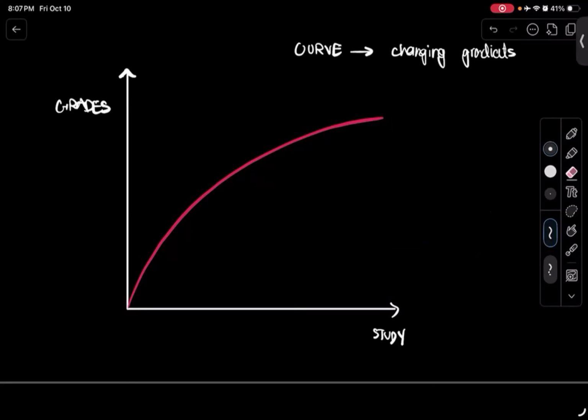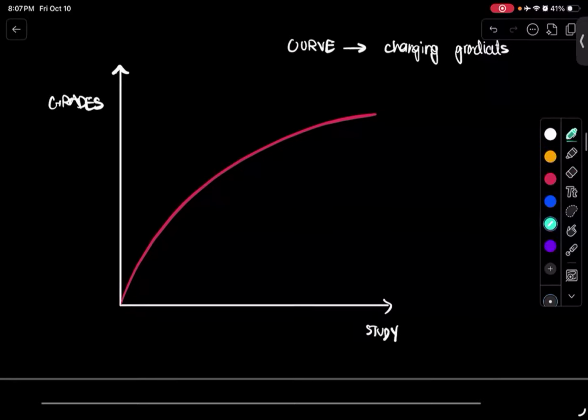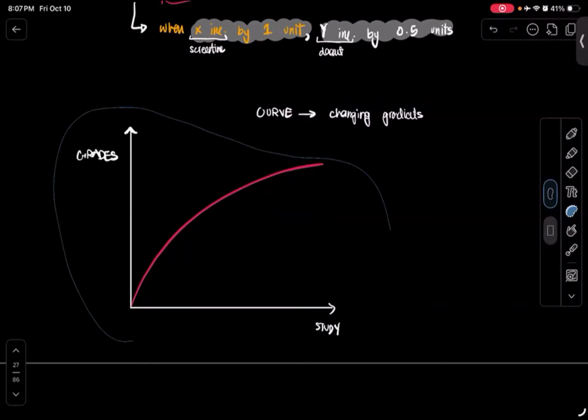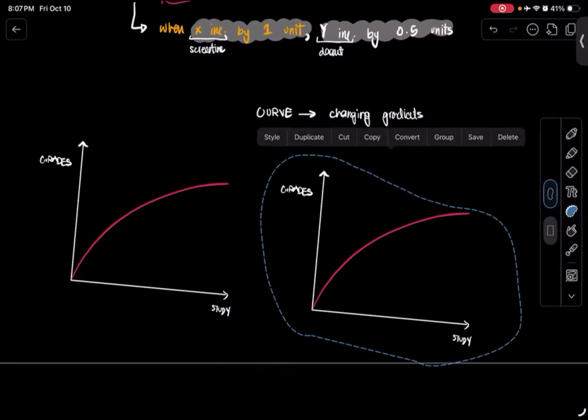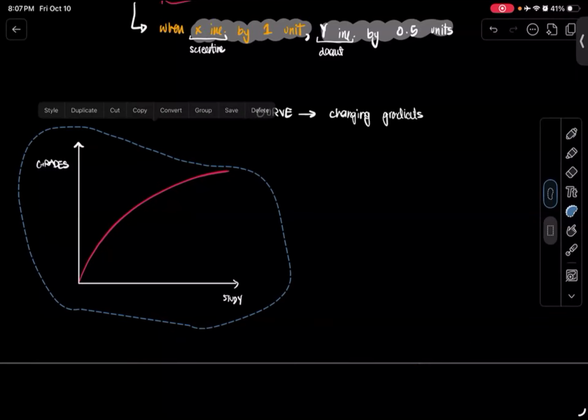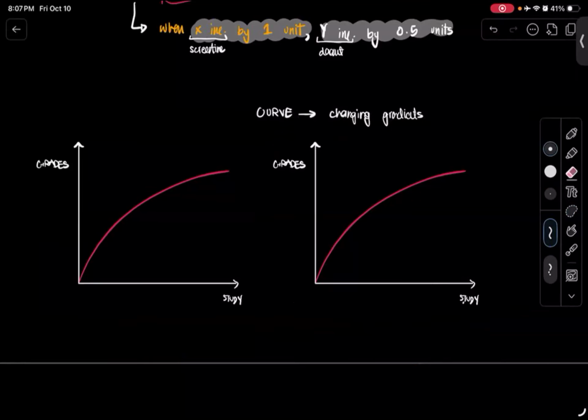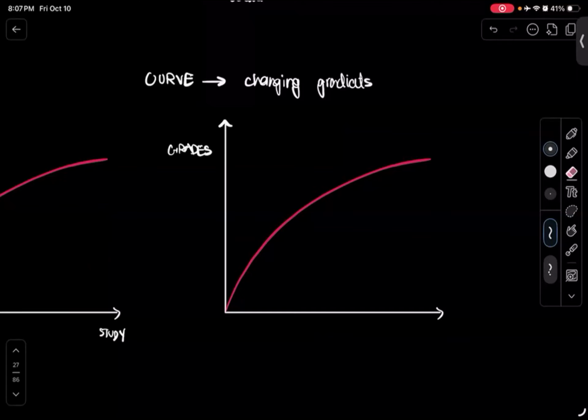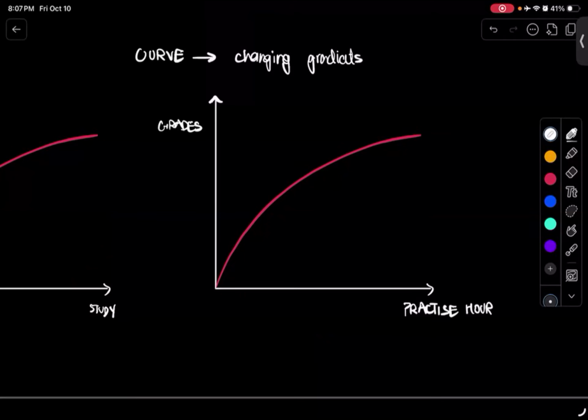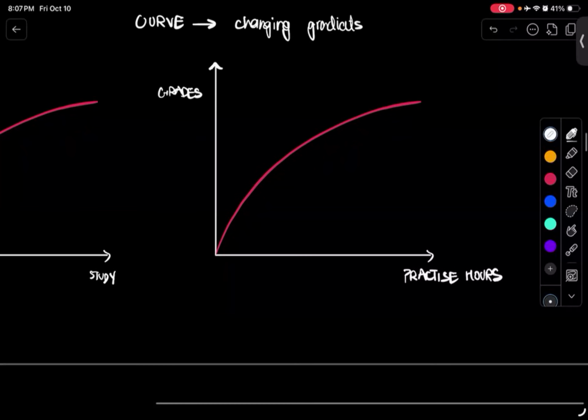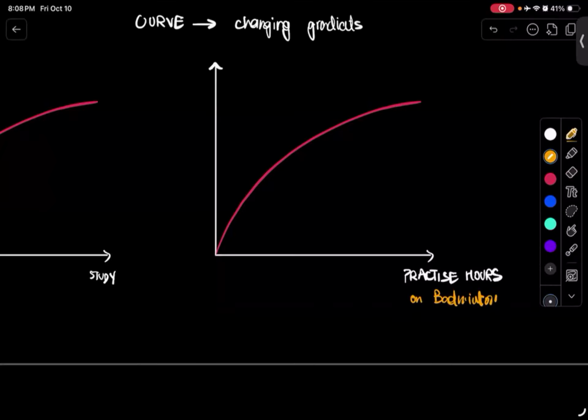Initially, and you could make this graph for example for sports. Let's make another graph. I've curved the curve. For example, let's say this is your practice. What sports did you play? Badminton. Right. So let's say this is your practice hours on badminton, and let's say the y-axis is your badminton performance.